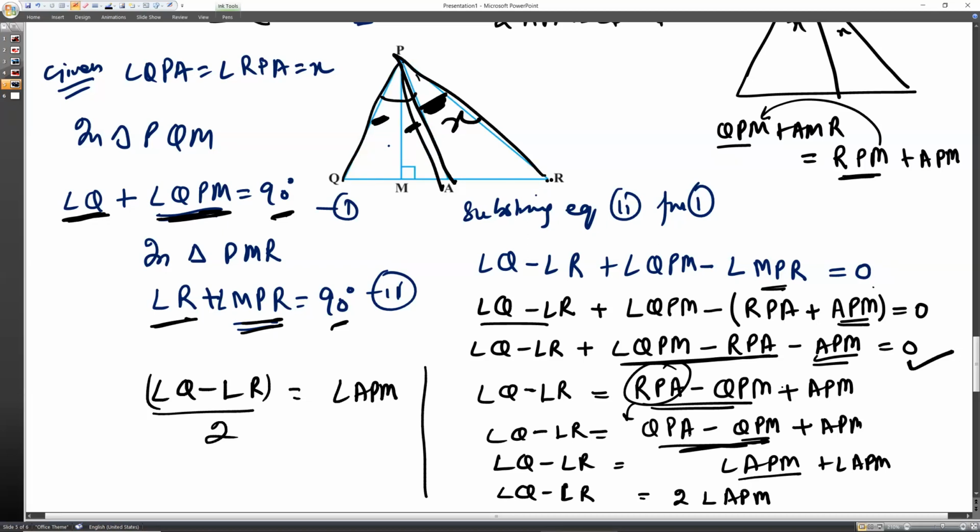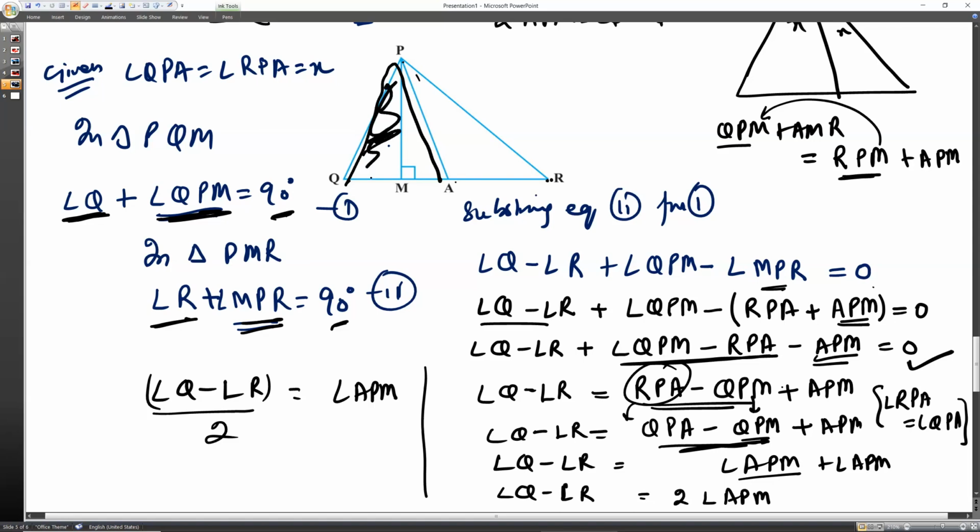So I replace this one with QPA, because RPA is equal to angle QPA, because it is a bisector. It is given to you. And when I replace this one, now you know that QPA minus this QPM, you will get only this angle. So this will be APM. So I write APM, and this APM is already present here. So I write APM here, and you get the answer. Now you understood, Alvina?